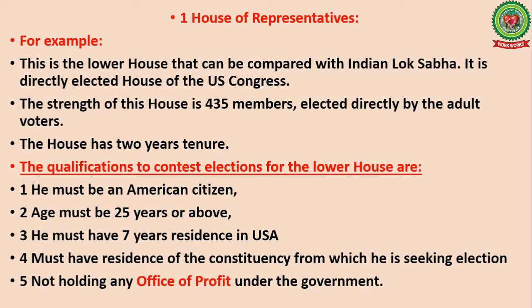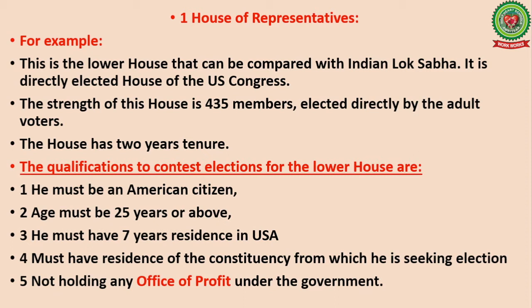The third condition is somewhat different. That is, he must have 7 years of residence in the USA. You know, many people migrate to the USA and attain citizenship. This means a person who wants to contest in an election must have 7 years of residence in the USA. And the fourth condition is that he must be a resident of the constituency from which he is seeking election.